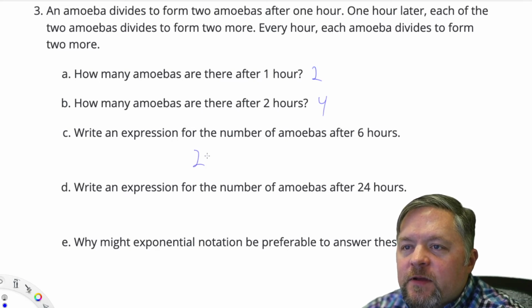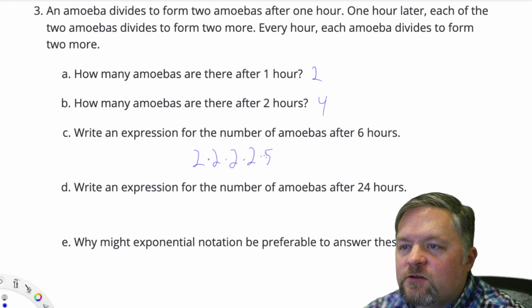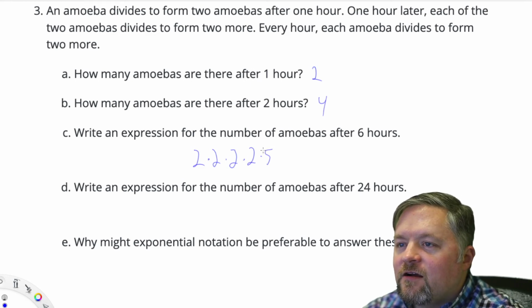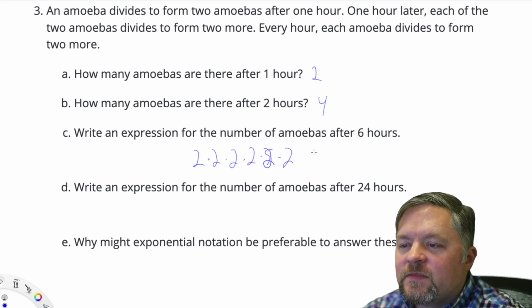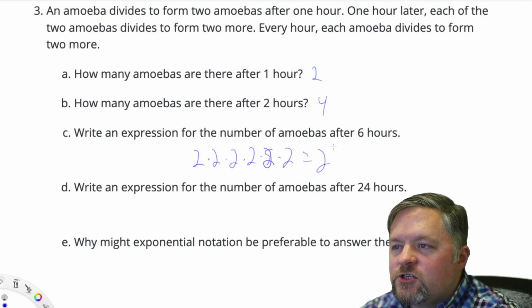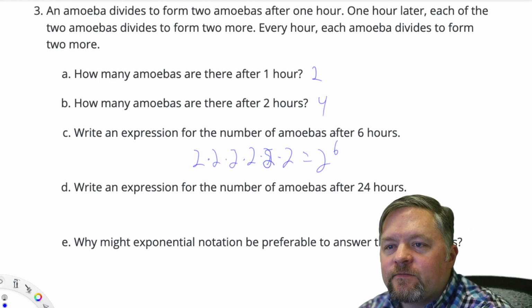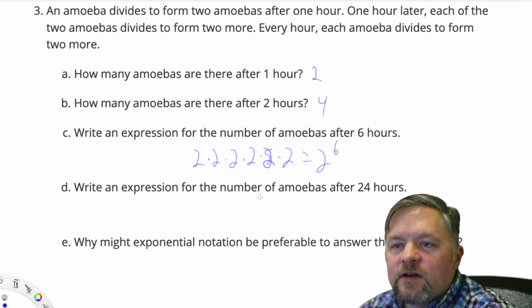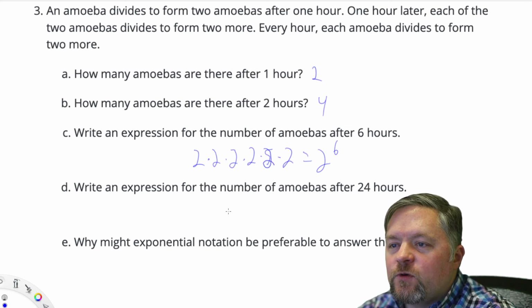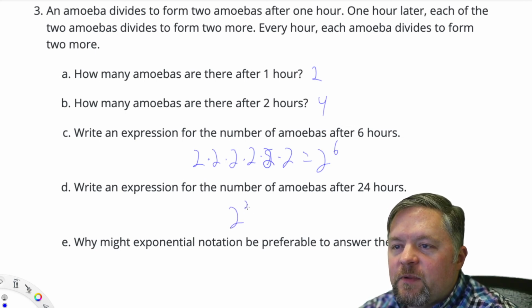Write an expression for the number of amoebas after 6 hours. So that would be 2, and we're doing it 6 times. 1 hour, it doubles to 2. 2 hours, it doubles to 4. 3 hours, 4 hours. Hard to write 2 while saying 5. 5 hours, 6 hours, which is 2 to the power of 6. Write an expression for the number of amoebas after 24 hours. 2 to the power of 24.